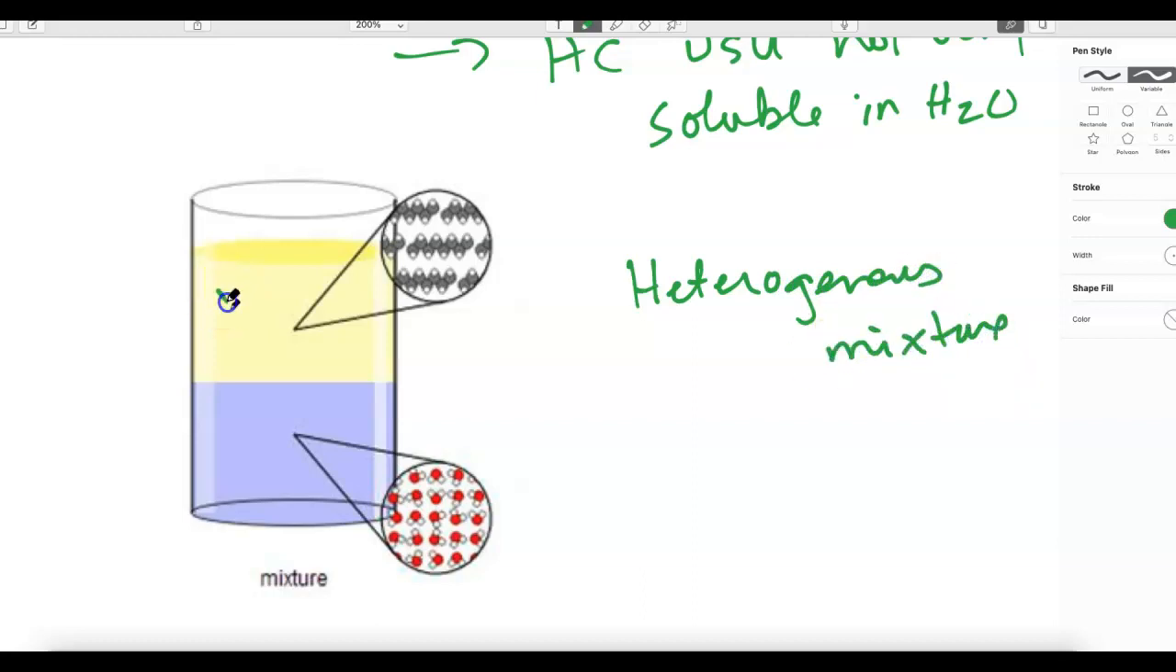So for example, this could be the hexane, and this could be the water. And since the interaction between the two of them is not favorable for the water, they separate into two layers. So not good mixing at all.